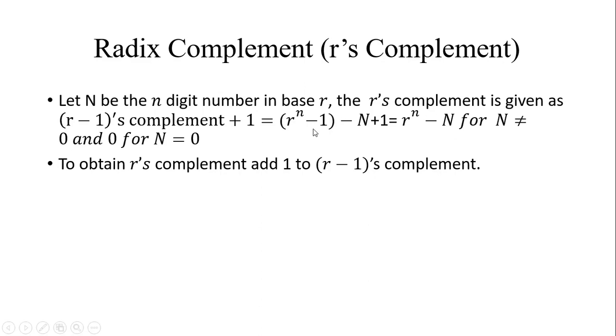This plus 1 and minus 1 cancel out each other, and we are left with r raised to power n minus this capital N, the number. So r raised to power n minus N, for N not equal to 0, and the radix complement is 0 if the number is 0. To obtain r's complement, add 1 to the r minus 1's complement.